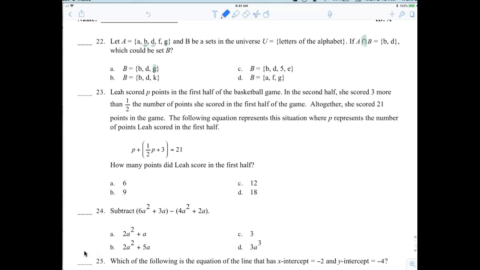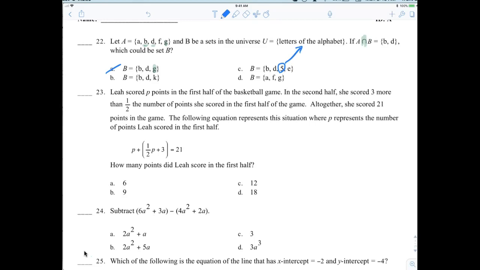Hold on a second. Now, could set B contain B, D, 5, and E? Now the reason, because that 5 messes everything up. Why does 5 mess everything up? Because it says letters of the alphabet. So no numbers are allowed.